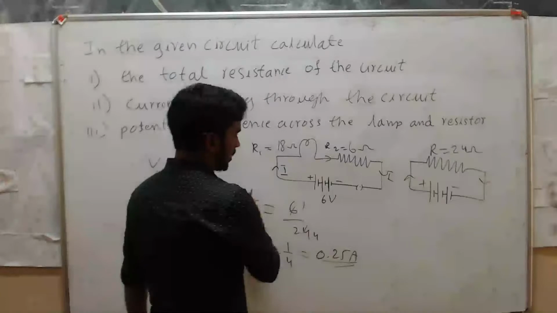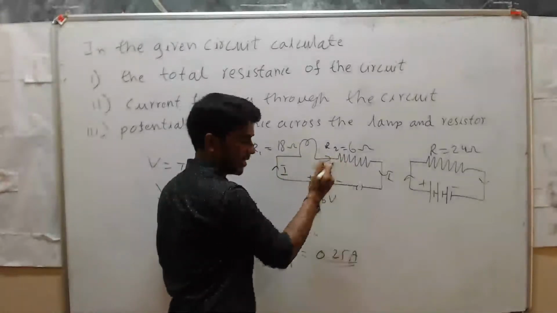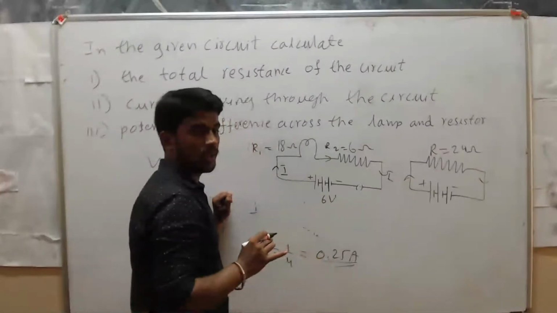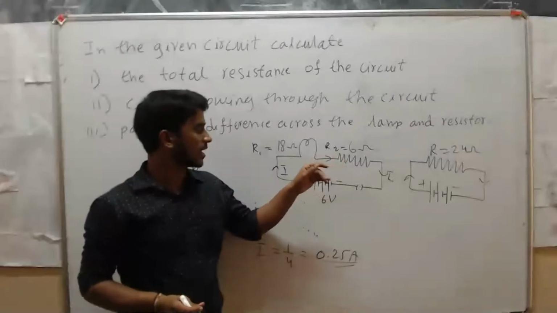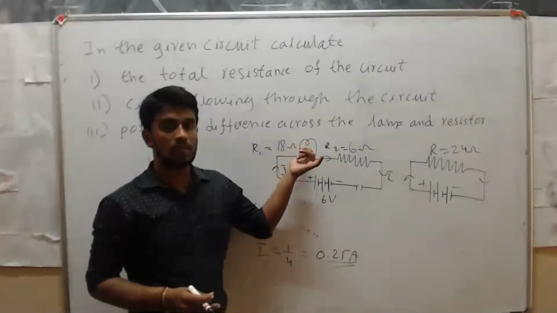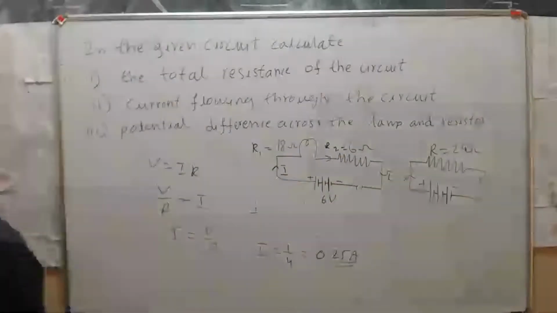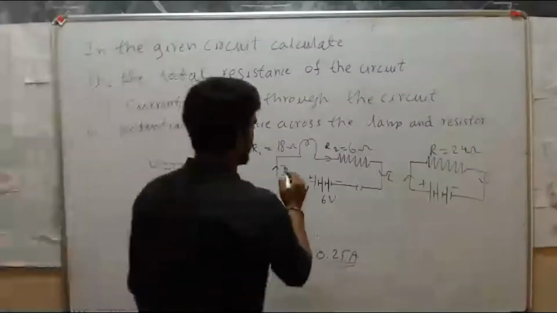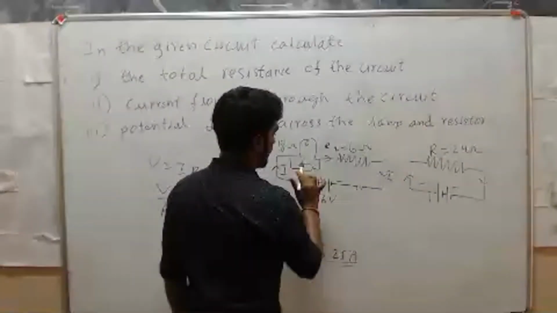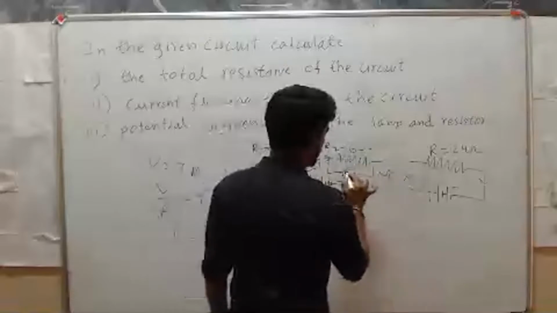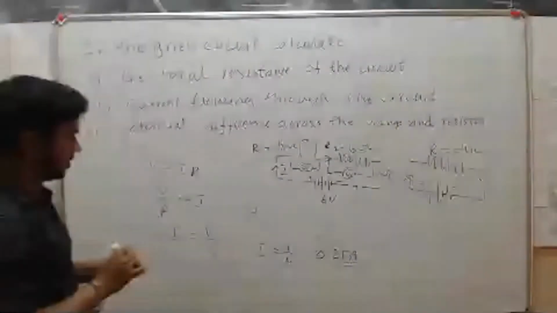Now see here, the current through this lamp and the current through this resistor is 0.25 only. Why? Because these two resistors are in series. So that's why current through lamp and through resistor is equals to 0.25. Now take voltage across lamp as V1 and voltage across resistor R2 as V2. Find out.